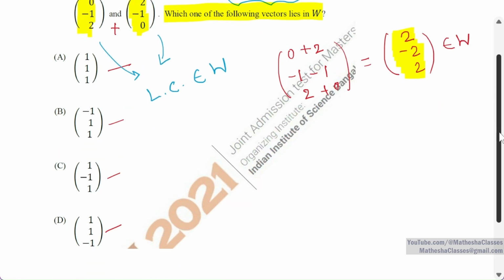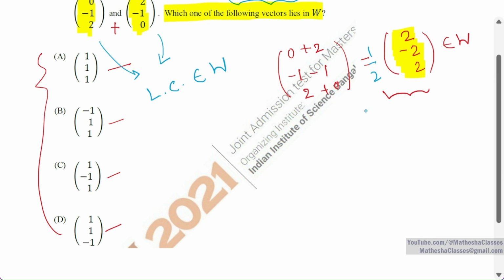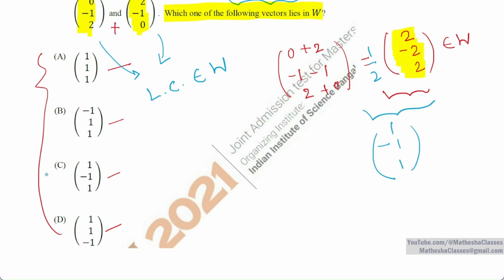Now is there any scalar that when getting multiplied with this one reaches any one of the options? The answer is yes. If you multiply that with half, that will give you (1, -1, 1), which is option C. So C is inside W. So C is the correct option.